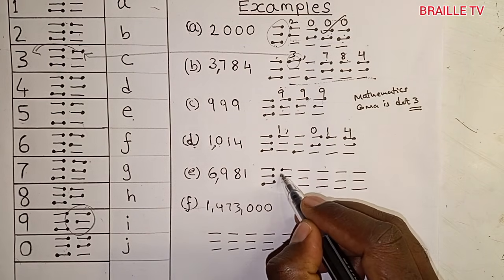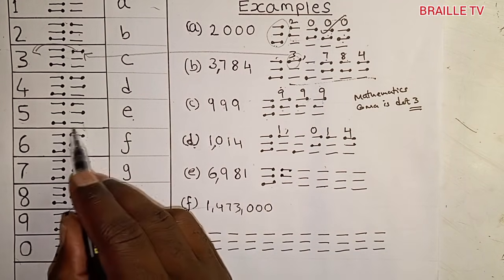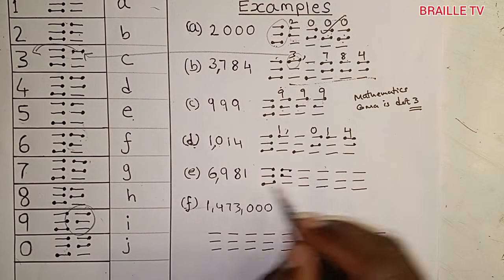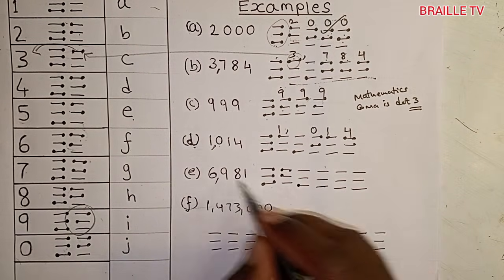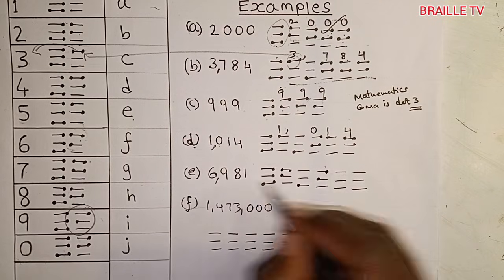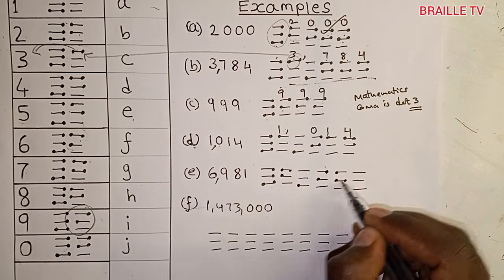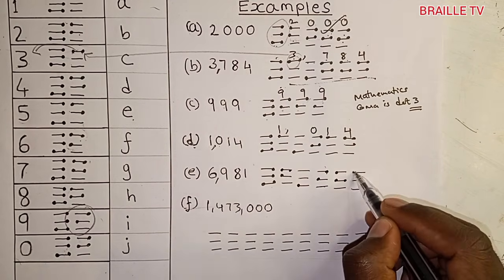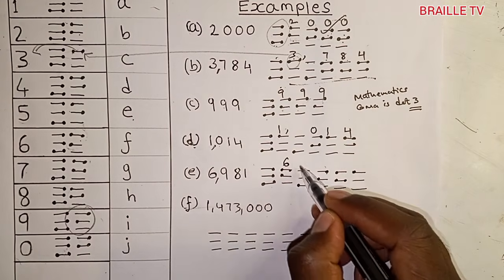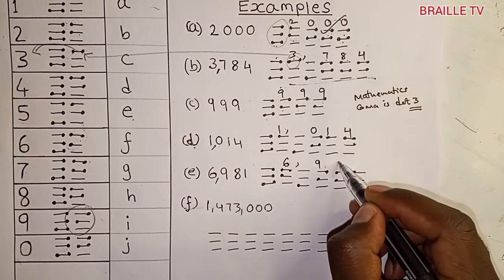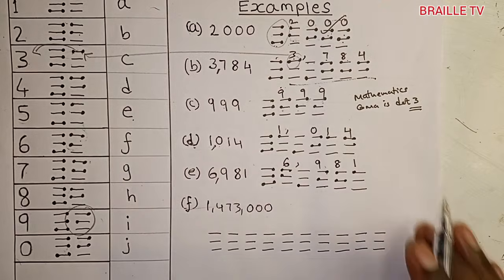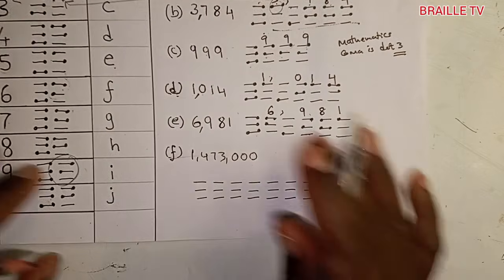6, I told you ni F, ndio hapa. Okay? You can see. Then, comma, don't forget, so dot 3. 9 ni I. Then 8 ni H. And then 1 ni hivyo. So itakuwa 6,981.